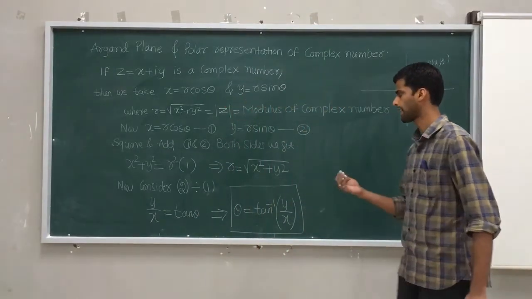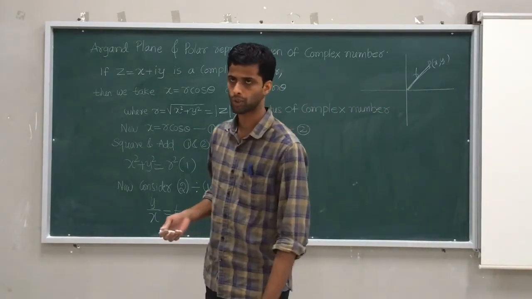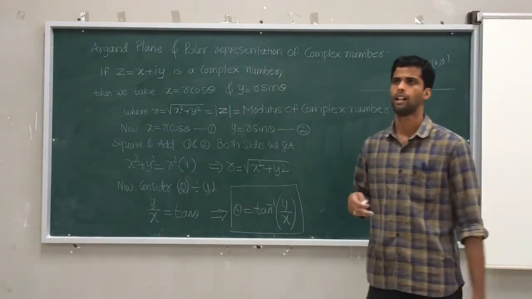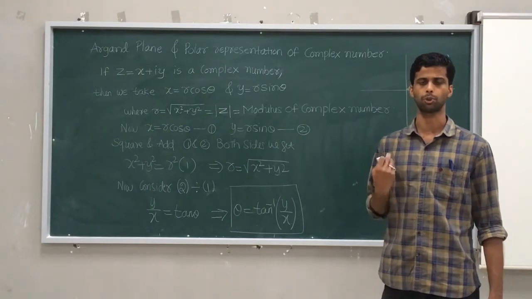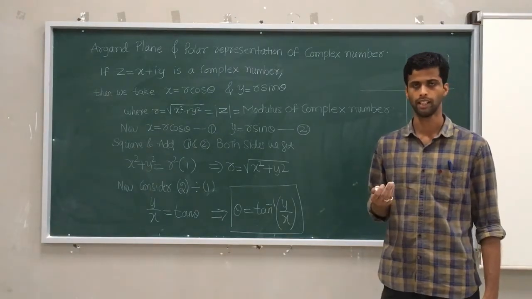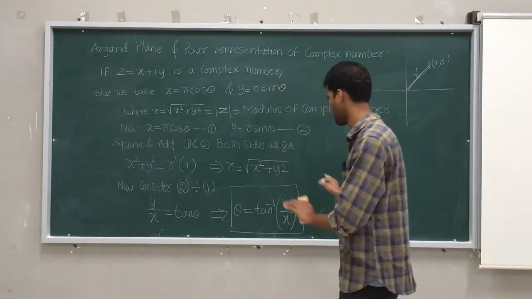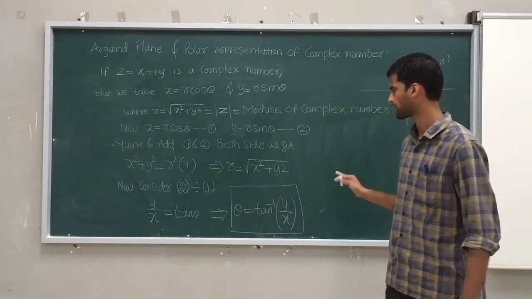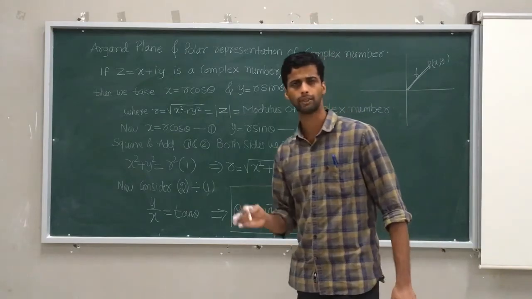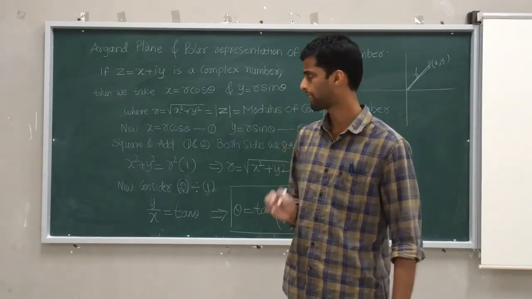For different cases we have different terms. Sometimes they call it the argument also. In some textbooks they call it amplitude; it depends on the author. So theta is called the amplitude as well as the argument of a complex number.